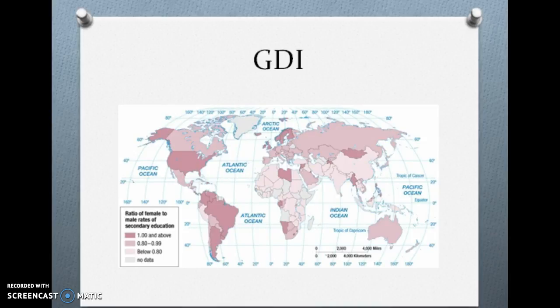Alright, another map to take a look at on the screen. This one is the ratio of female to male rates of secondary education. Again, we're looking for primarily darker shades to indicate that there is a good ratio, a 1-to-1 ratio. Definitely in the United States, we see that women have access to secondary education. We also see them achieving levels of higher education.